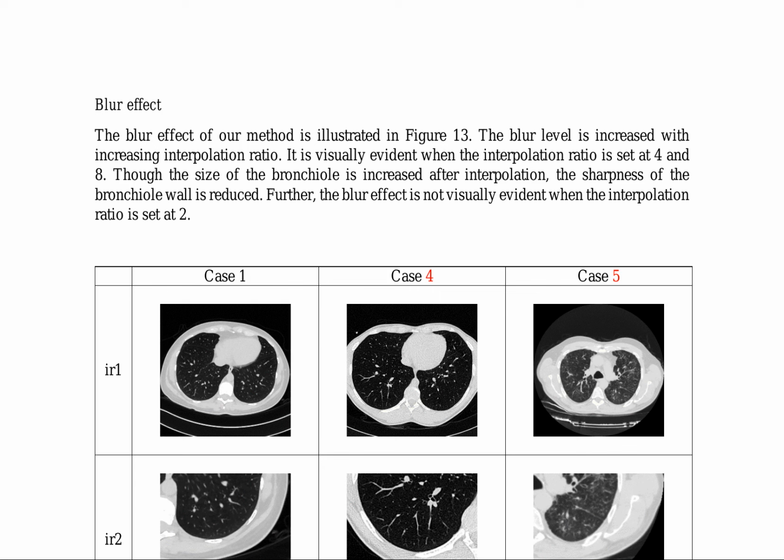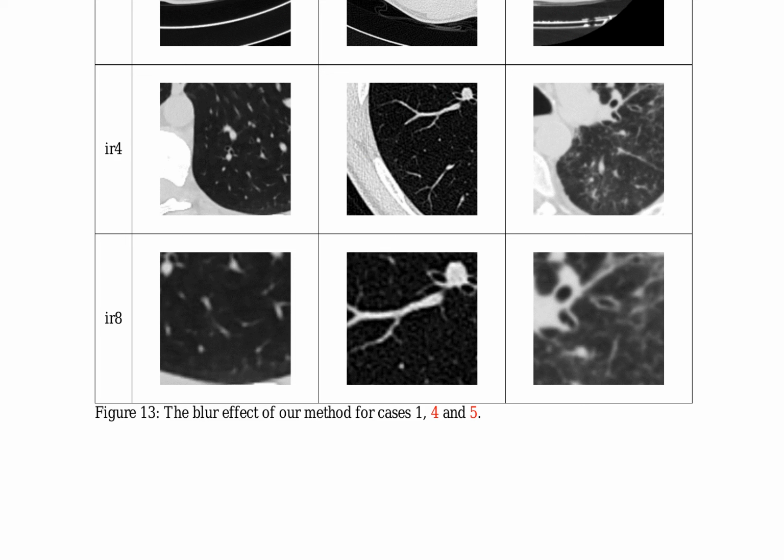In contrast, the blur effect is less noticeable at an interpolation ratio of 2. The comparative analysis of cases 1, 4, and 5 demonstrates the method's performance across varying interpolation ratios, highlighting the trade-off between image resolution and blur. Higher interpolation ratios yield increased blur, evident in the progressive degradation of bronchiole wall sharpness.